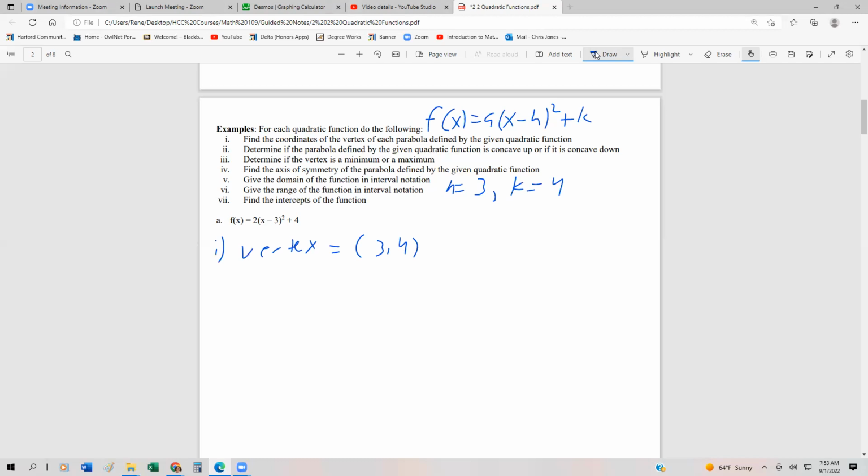Okay, is the parabola concave up or concave down? We can clearly see that a is going to be 2, and 2 is greater than 0, so that means it's going to be concave up. Since a is equal to 2, which is greater than 0, we're going to say that it is concave up. And also, since a is 2, which is greater than 0, we determine that this is going to be a minimum of the function.